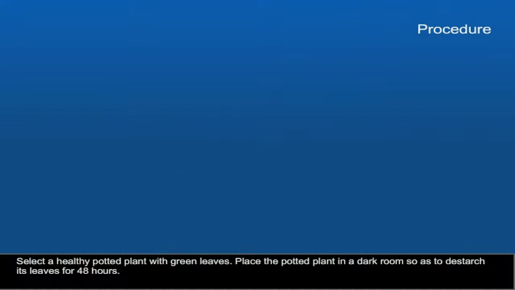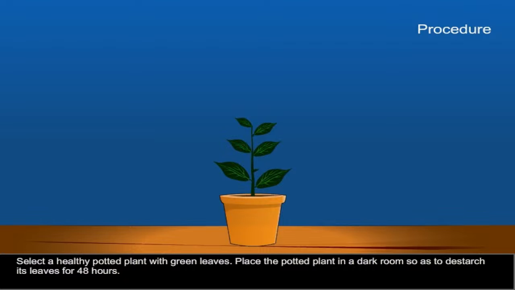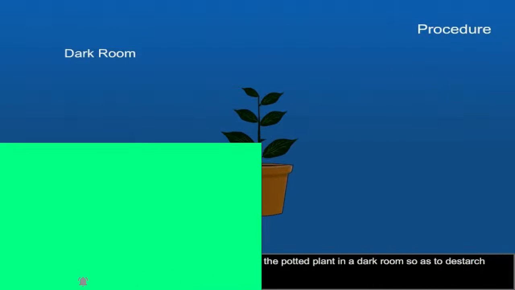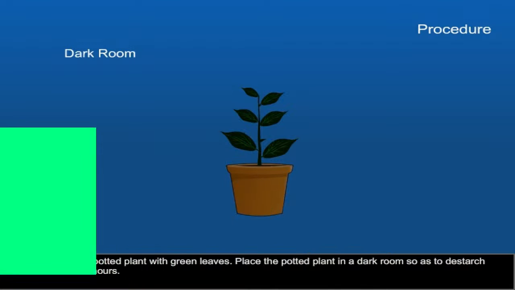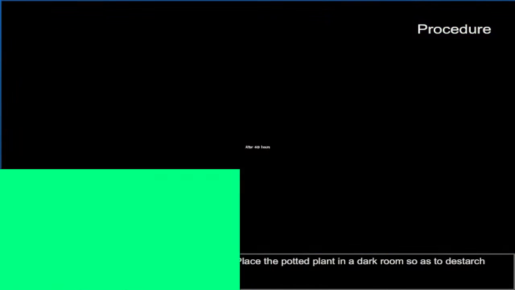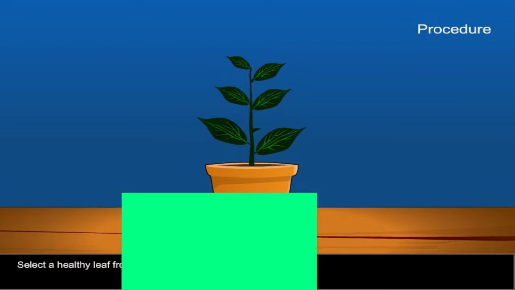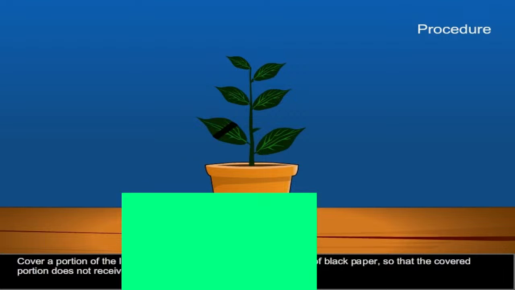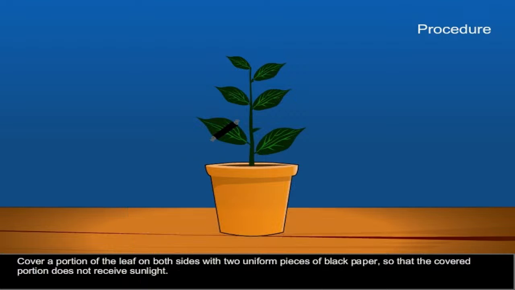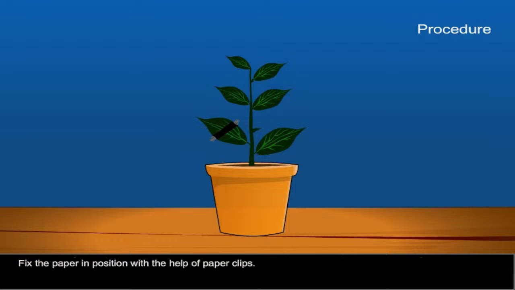Procedure: select a healthy potted plant with green leaves. Place the potted plant in a dark room so as to destarch its leaves for 48 hours. After 48 hours, carefully select a healthy leaf from it. Cover a portion of the leaf on both sides with 2 uniform pieces of black paper so that the covered portion does not receive sunlight. Fix the paper in position with the help of paper clips.